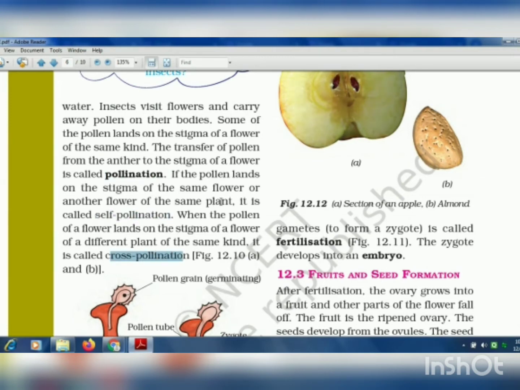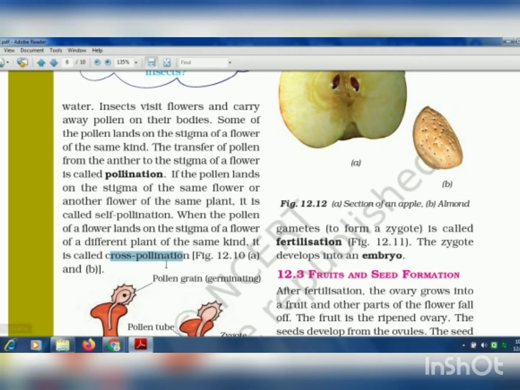Okay. Self-pollination means that the pollen lands on the stigma of the same flower or another flower of the same plant. Means there is a rose plant, it has two roses. So the pollen grains from one rose flower get transferred to the same plant's another rose flower. So it is called as self-pollination.